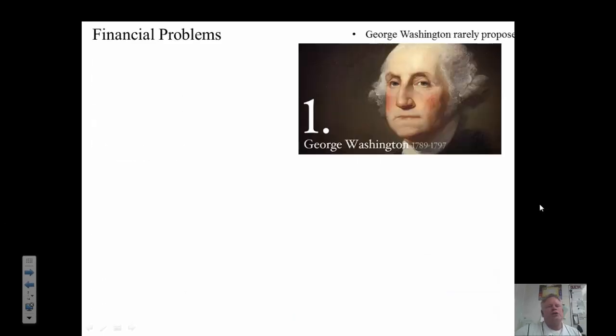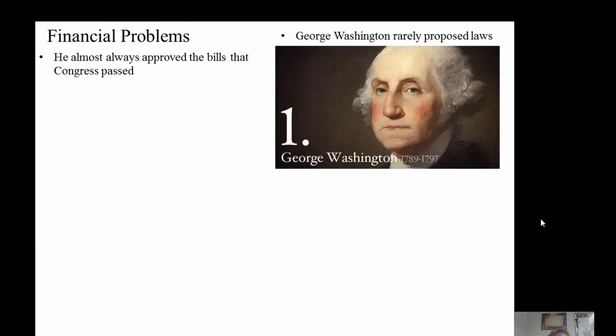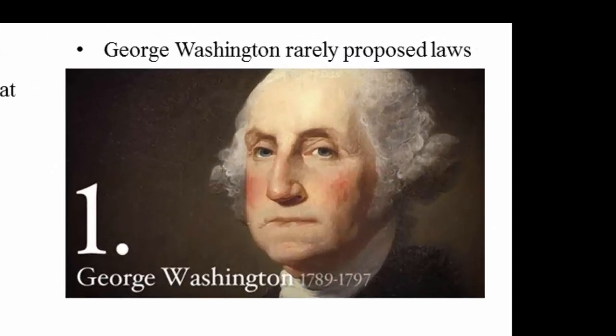So, financial problems. George Washington, when he took office at first, he rarely proposed laws. And he almost always approved the bills that Congress passed. The reason he did this was because they were setting up the government at the time. And a lot of the stuff that came across Washington's desk were things that they needed to get the government up and running. Like the federal court system.